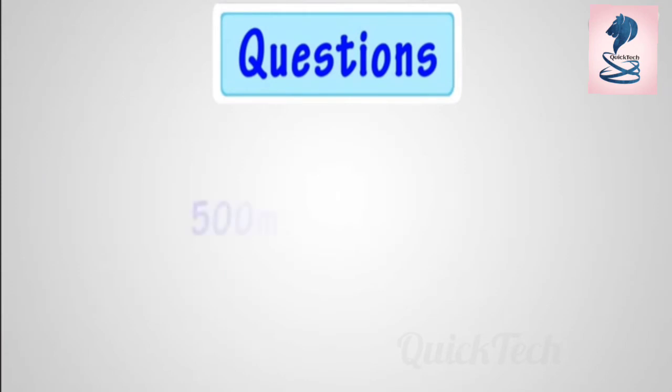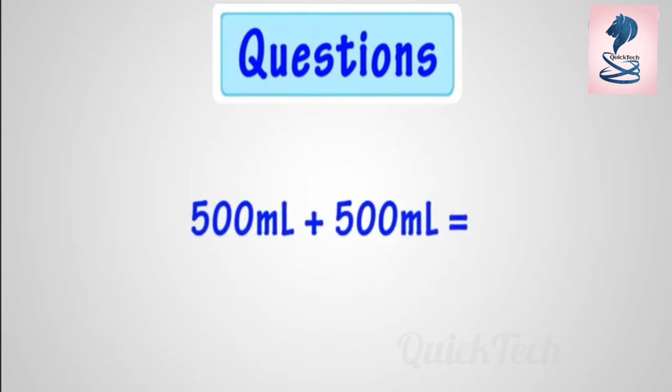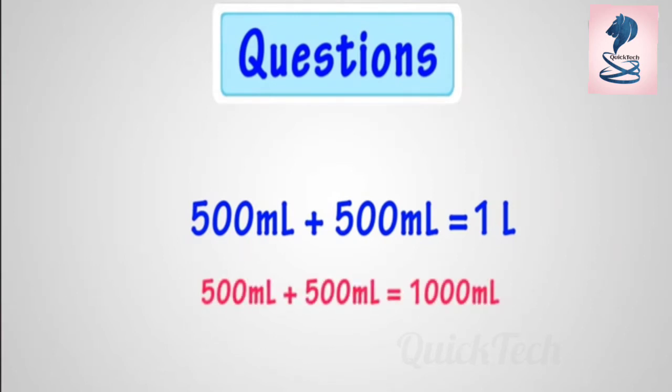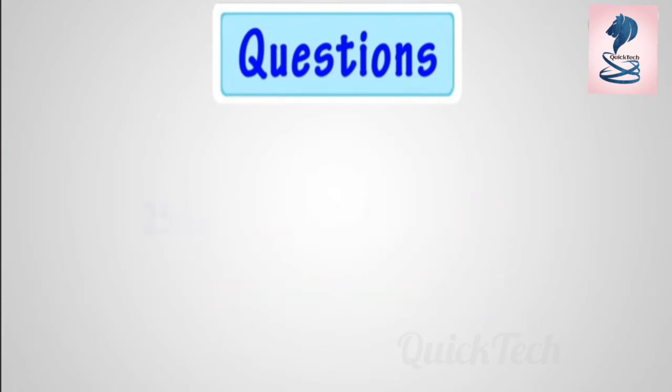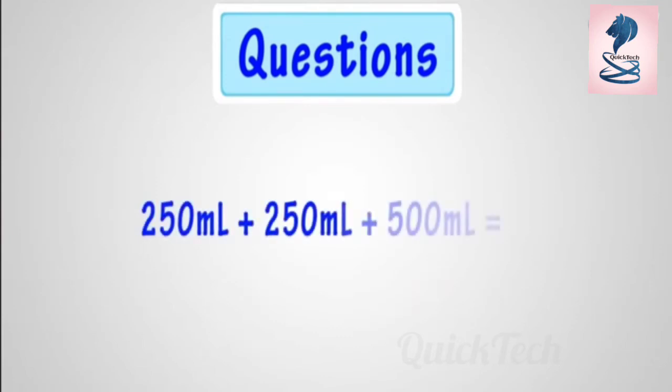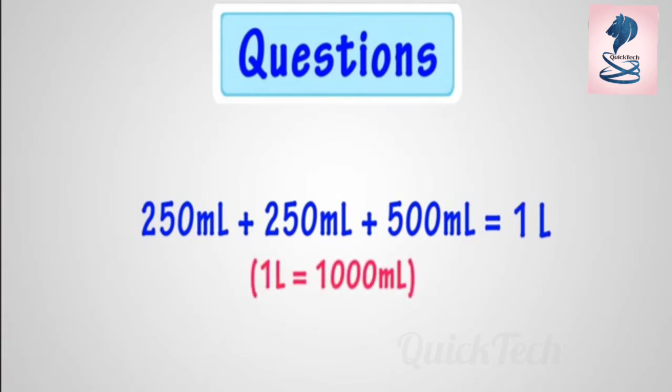Now, 500 milliliters plus 500 milliliters makes how many liters? It is 1 liter. As 500 milliliters plus 500 milliliters is 1,000 milliliters. Now, 250 milliliters plus 250 milliliters plus 500 milliliters is how many liters? It is again 1 liter, as it adds up to 1,000 milliliters.